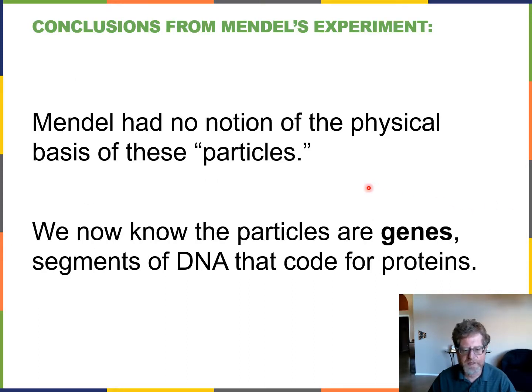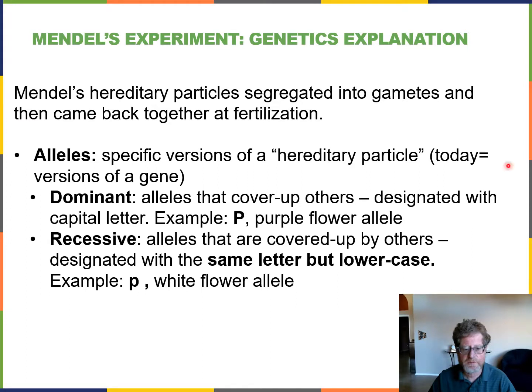Mendel didn't know what these particles were, but today we say they're genes, and genes are segments of DNA located on the chromosomes that code for proteins. Okay, more words. So alternate forms of a gene are called alleles. In this case, there's an allele for purple flowers and an allele for white flowers. If the allele is dominant, it covers up the other allele. If the allele is recessive, it's covered up.